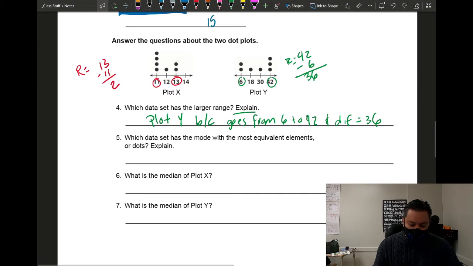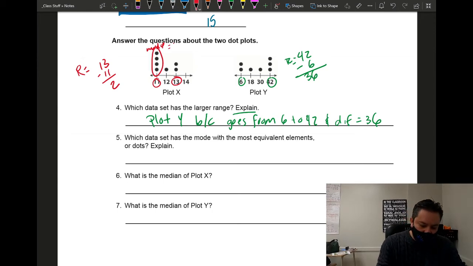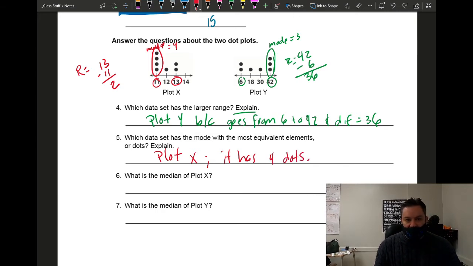Number 5, which data set has the mode with the most equivalent elements or dots? So we've got to look at the mode, the one that repeats the most. In this case, the mode is going to be right here. How many do I have in there? 4. And I'm going to look at this one for the mode. This one has the most, and that's 3 of them. So which one has the most? Plot X. It has 4 dots or 4 elements.